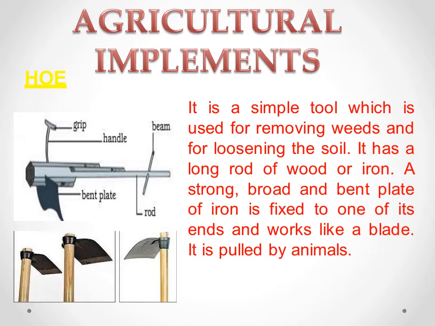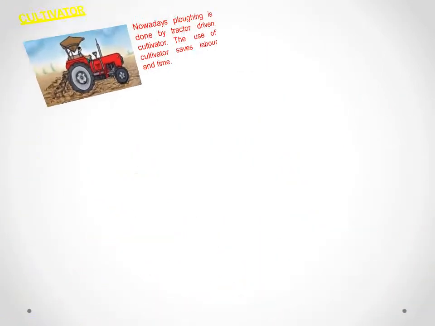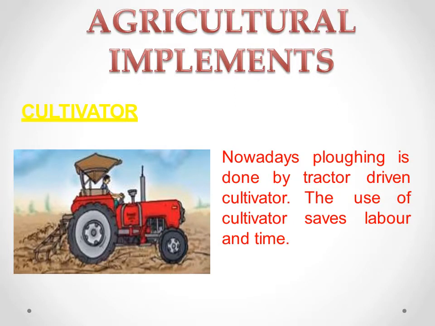In modern days, the instrument used to remove the weeds and loosen the soil is the hoe. It is a long rod of wood or iron which is strong, broad, and has a bent plate of iron fixed to one of its ends that works like a blade. It is pulled by animals. Nowadays, ploughing is done by tractor-driven cultivators. The use of tractors or cultivators saves labor and time.